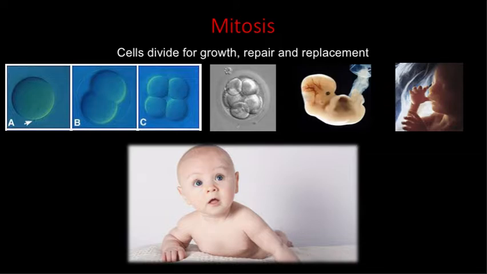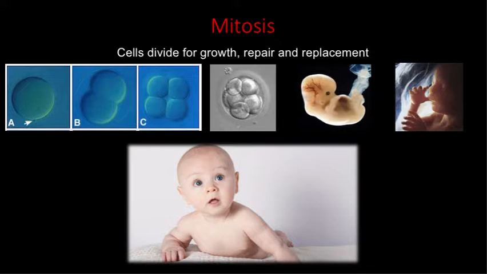Mitosis is the process that your body uses in order to grow, repair, and replace its damaged or dead cells. Your body is made out of trillions upon trillions upon trillions of cells, and every second, millions of those cells die. But luckily for us, through the power of mitosis, your body is able to also make millions upon millions of new cells every second.